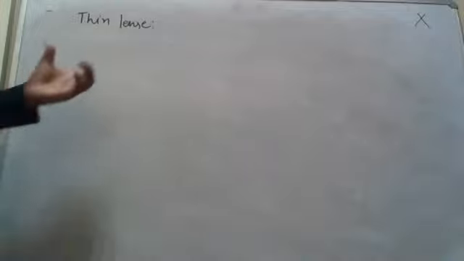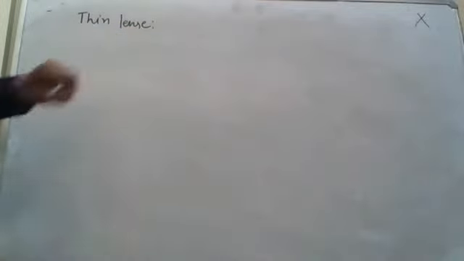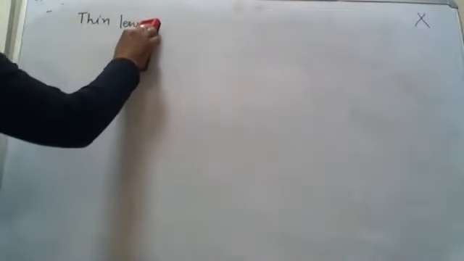Suppose we have two reflecting surfaces, and when we combine the two reflecting surfaces, that will make a lens that is known as the thin lens. A medium bounded by two spherical reflecting surfaces is referred to as a spherical lens.